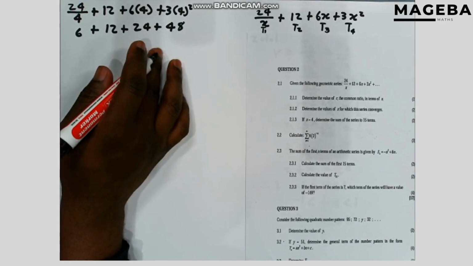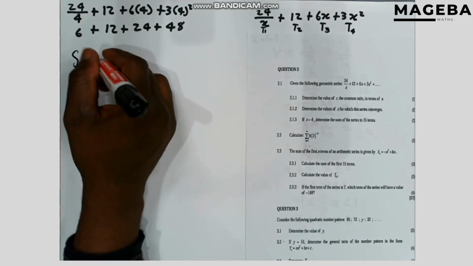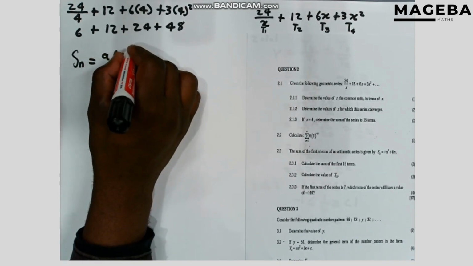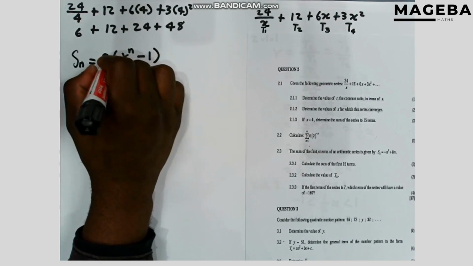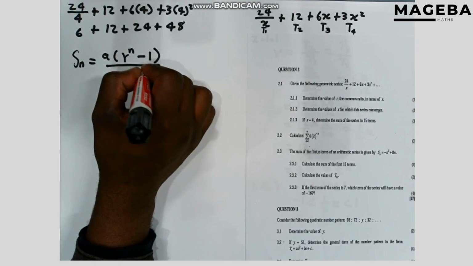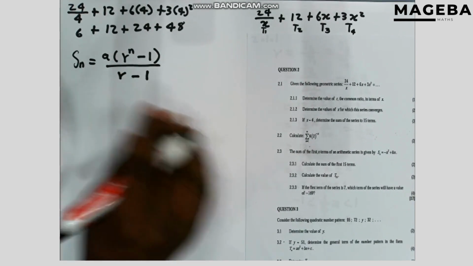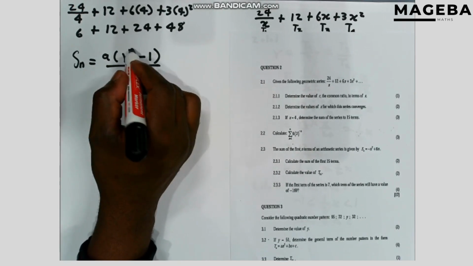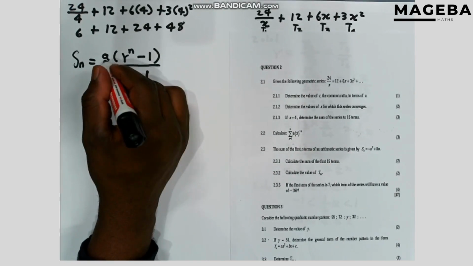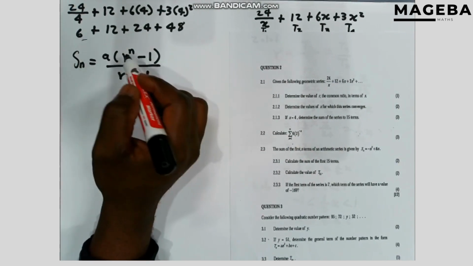We know the formula for calculating the sum of a geometric series: it's a into r^n minus 1, all over r minus 1. Sum of what? Of 15 terms. So 15 terms, which is n. Our a is the first term of our series. We know it is 6.